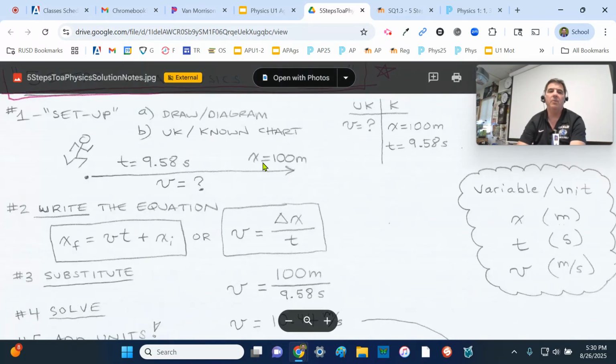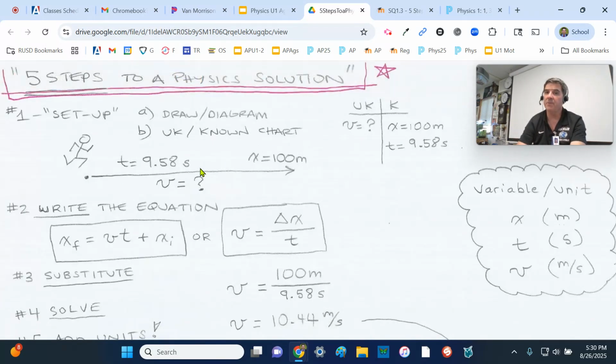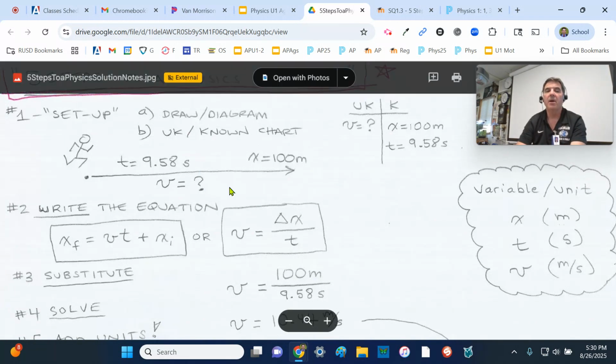Okay, so he's going 100 meters in 9.58 seconds. We knew that from the warm-up. How fast was he running? Okay, so number 1 is setup. I have all my variables. I know my units. I know how to identify this stuff. I'm ready to go to an equation now.